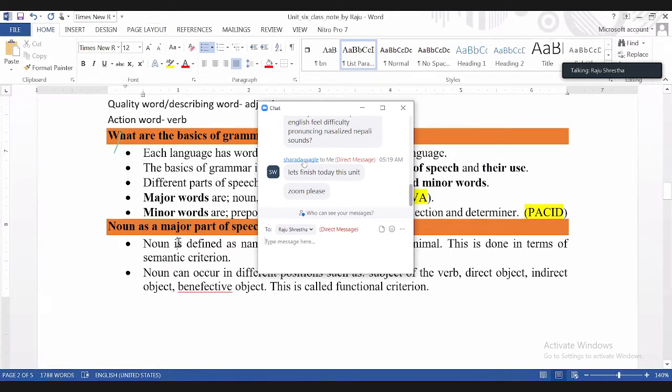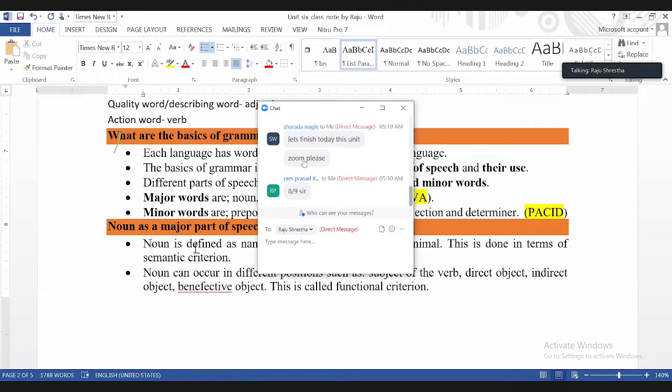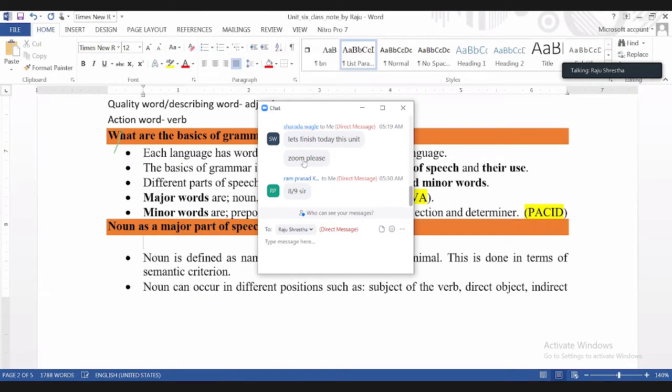Noun is what? Major word class. Noun is simply what we define as place, person, thing, and animal. This is done in terms of what? Semantic criteria. So यहाँ तीनटा criteria टेस्टहरु छ हैन.